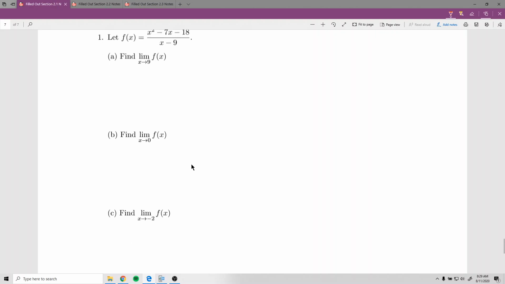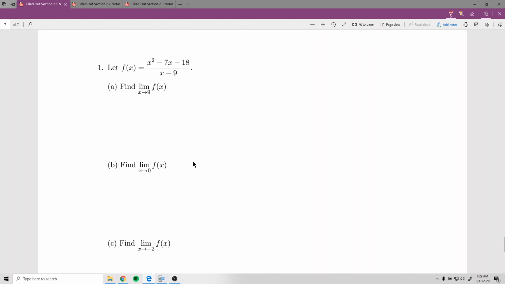Alright, so we have one problem here, just to illustrate the main new point along with some different points. It says, let f of x equals x squared minus 7x minus 18 over x minus 9. It's not piecewise, which means we're going to plug in right away. And the first thing we're going to plug in is 9.